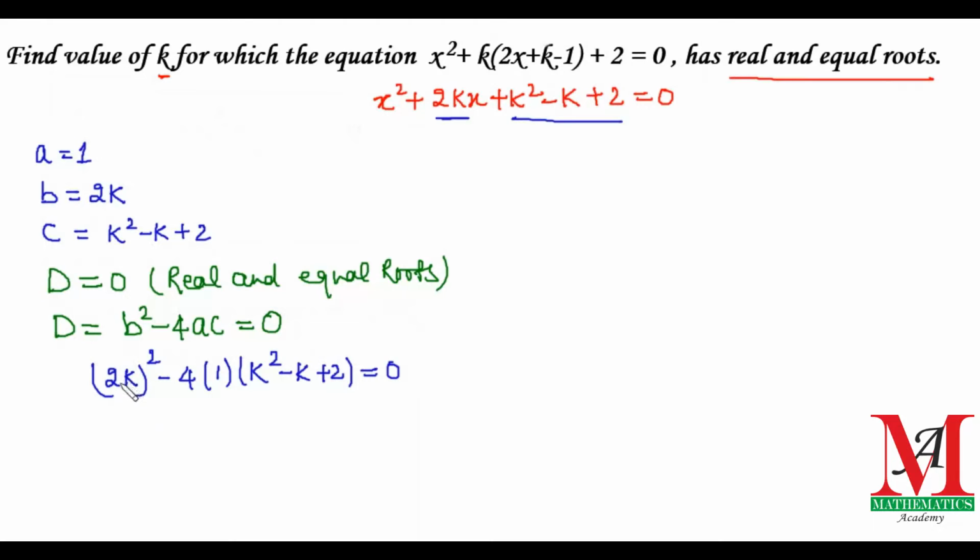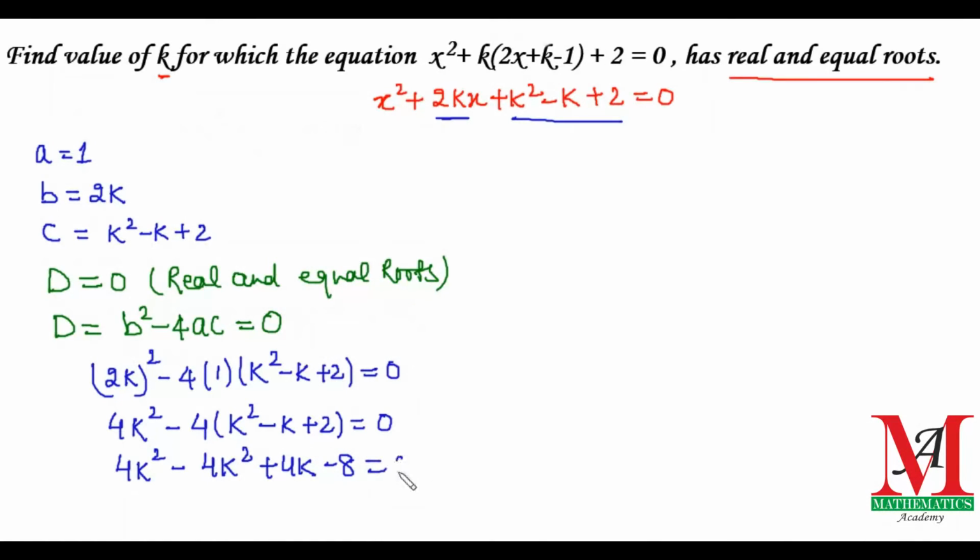Now on simplification of the first bracket, that is 2k whole square, we get 4k square minus 4 into 1 is 4, and in the bracket k square minus k plus 2 equals to 0. On further simplification we get 4 into k square is 4k square, minus minus plus 4k, and minus 4 into 2 is minus 8 equals to 0. Simply we see that the 4k square positive and 4k square negative cancel with each other, and we are left with the result, that is 4k minus 8 equals to 0.